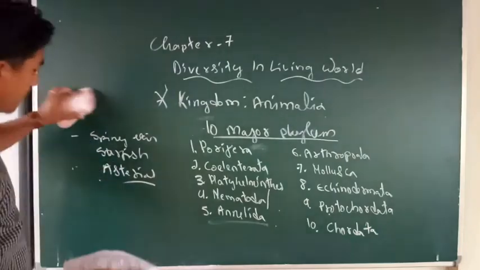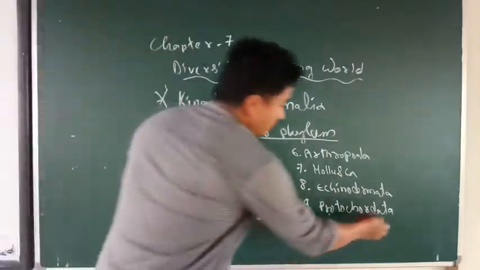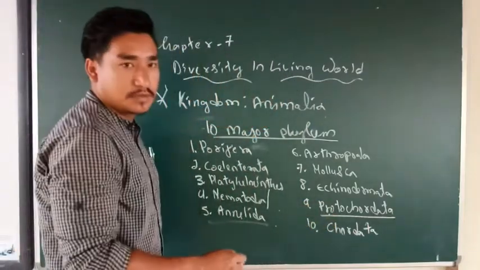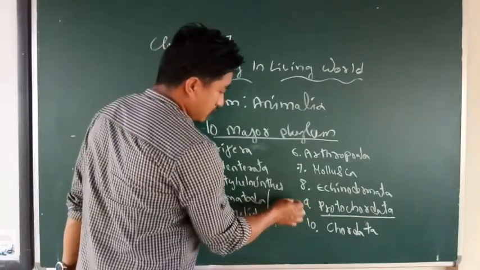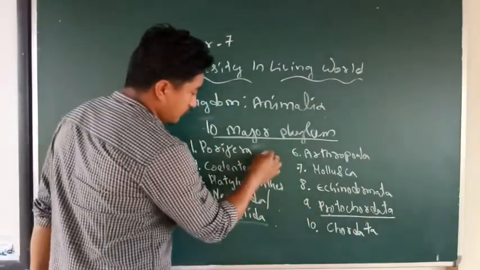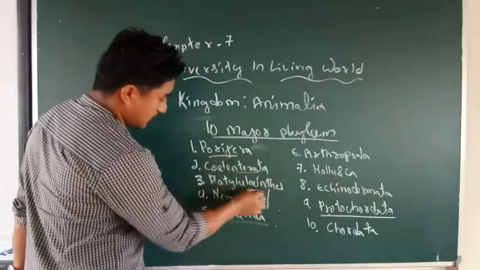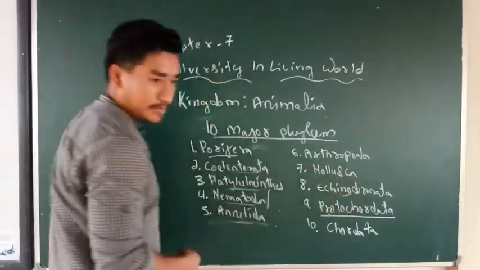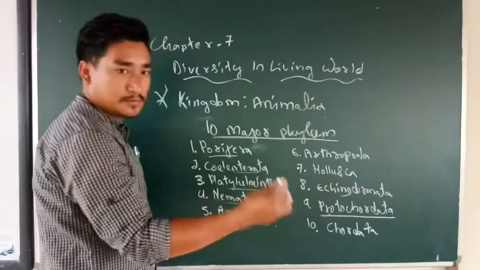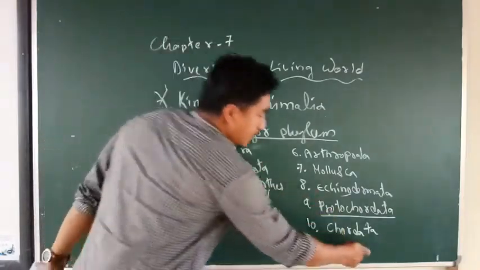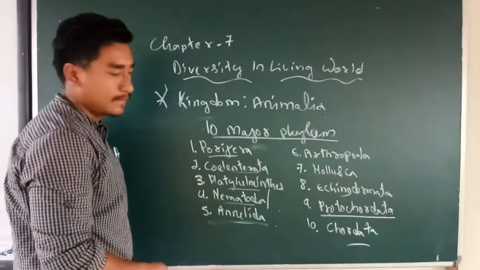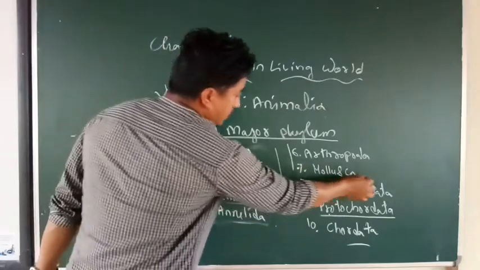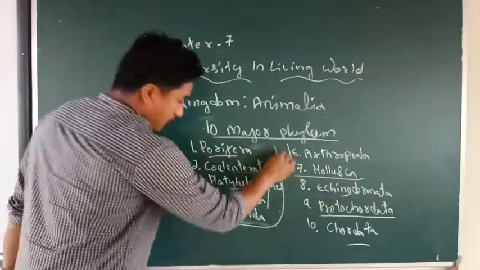Then next we have Protochordata. They include organisms which resemble both the phyla which we have discussed so far, that means Porifera, Coelenterata, Platyhelminthes, Nematoda, Annelida, Arthropoda, Mollusca, as well as Echinodermata, plus the chordates, but they resemble more these major phyla.